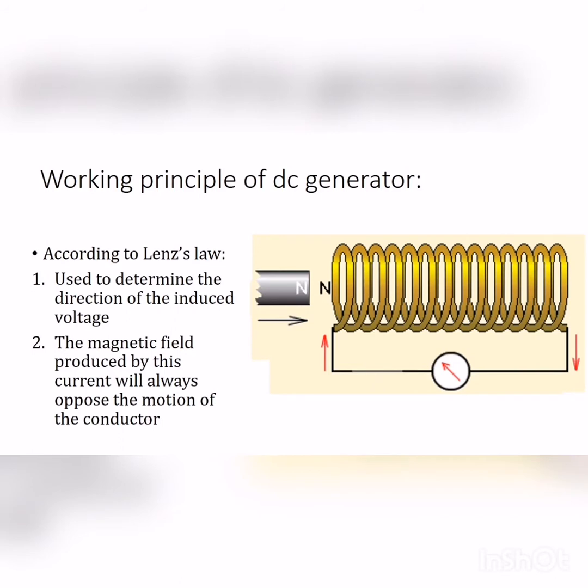Lenz's law is used to determine the direction of induced voltage. The voltage will be induced if the conductor moves in the magnetic field and cuts the flux lines. As a result of this voltage, current will flow through the conductor if the conductor circuit is closed.